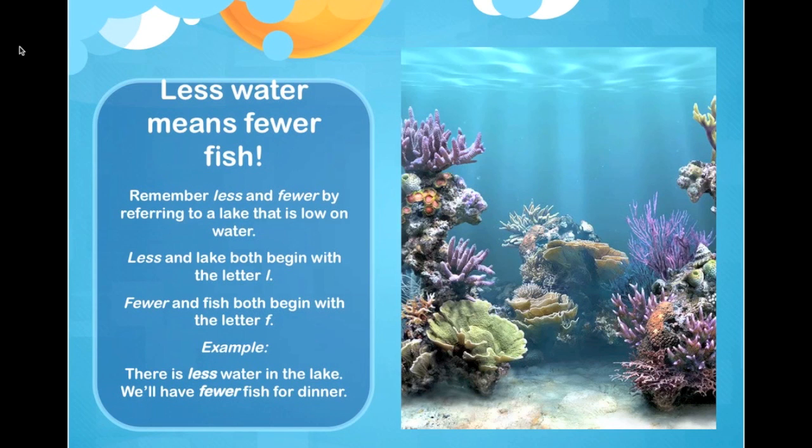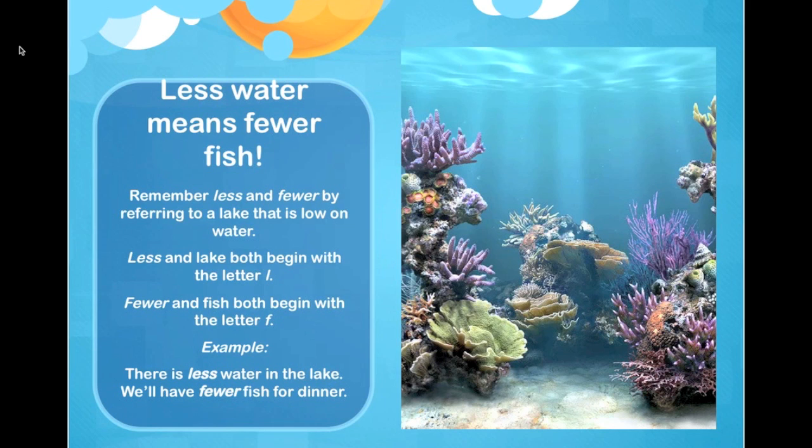Here's a quick tip. Less water means fewer fish. Remember less and fewer by referring to a lake that is low on water. Less and lake both begin with the letter L. Fewer and fish both begin with the letter F. For example, there is less water in the lake. We'll have fewer fish for dinner.